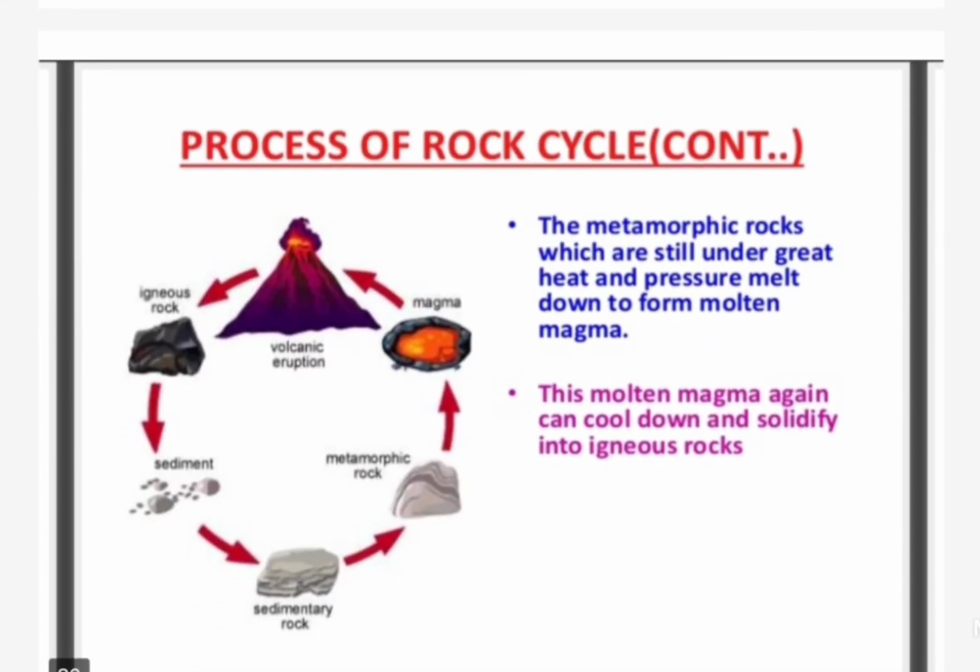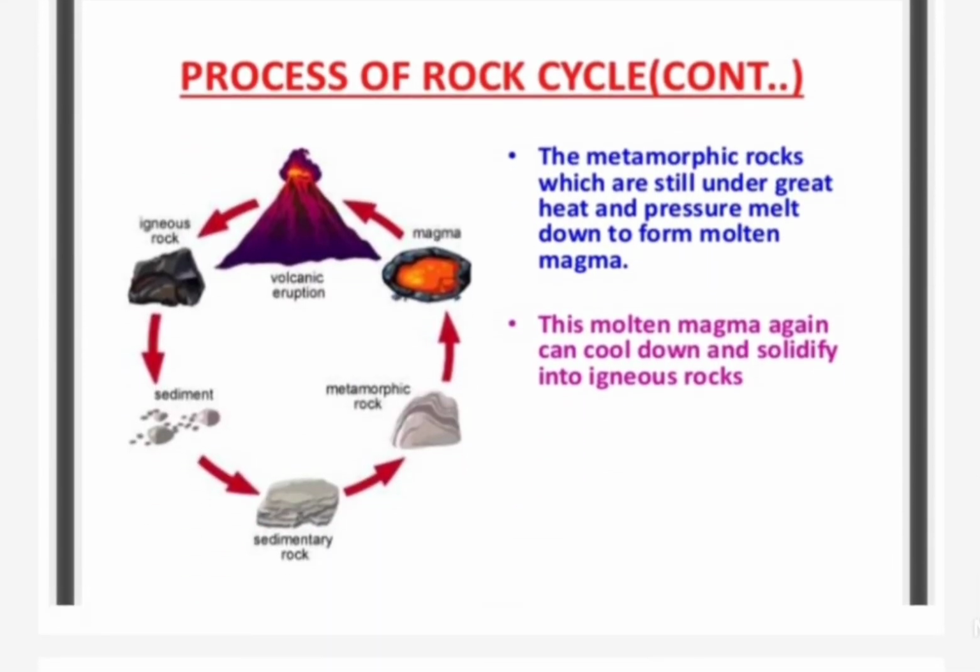Let's come to the next diagram. What happens to the metamorphic rocks? These metamorphic rocks are still under great heat and pressure, and because of that they melt down and form molten magma. So here it is finished into the same thing from which it started or originated. And again this molten magma comes to the earth's surface, cools down, solidifies and gets converted into igneous rocks. Okay, so you know that the process started from one rock and just finished at the same one.